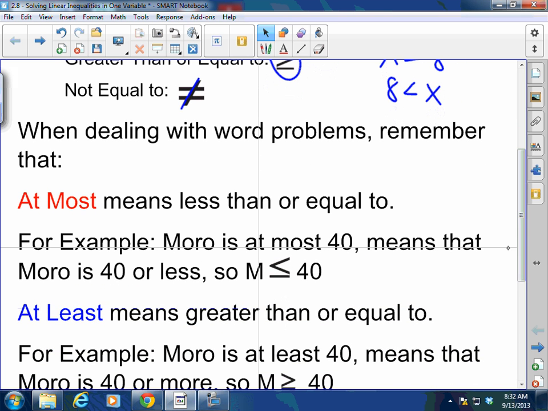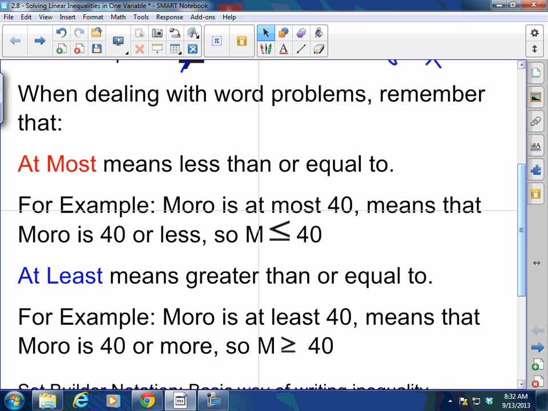A couple things that a lot of people mess up on, and I think it's because a lot of books and teachers don't actually teach this. When dealing with word problems, because we're going to have word problems, that's going to be part of our life throughout this whole class, remember the following. When they say at most, they're talking about less than or equal to. It's kind of reversed. It's at most, but we're talking about less than or equal to. When we're talking about at least, it's reversed. You're thinking about the smallest, but it's really greater than or equal to.